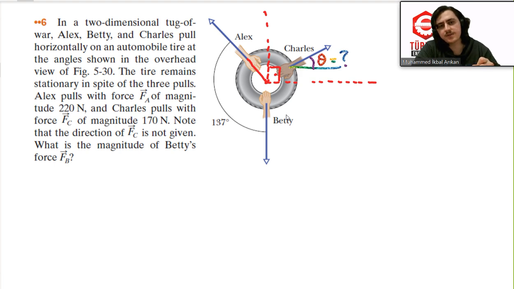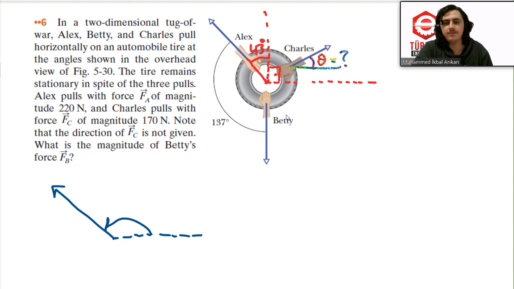Actually, as you see here, this is a total 180 degrees, but you will subtract this one. So it's about 43 degrees, right? Here you have 43 degrees. So Alex's pull will have this angle. So it is just 90 plus 43 degrees. That means 133 degrees. This is for Alex. And Betty is pulling down.